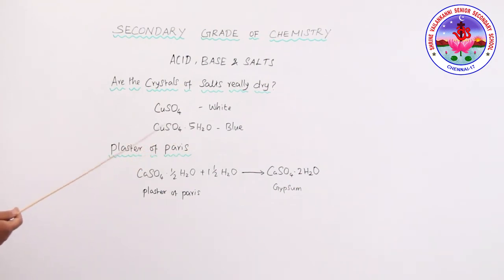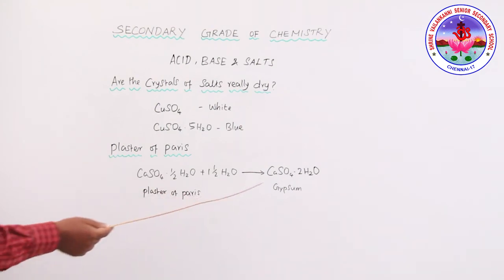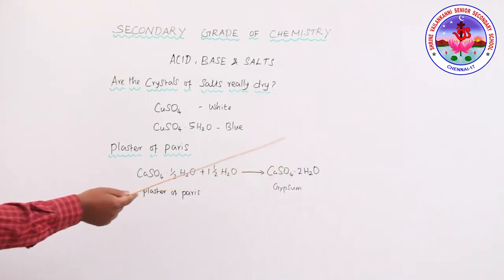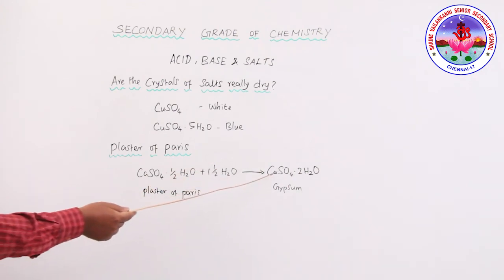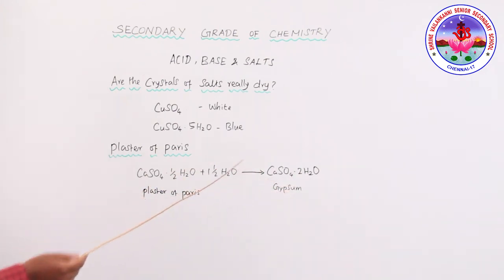The chemical formula for hydrated copper sulfate is CuSO4.5H2O. Now you would be able to answer the question whether the sodium carbonate with 10H2O is wet. One other salt which possesses water of crystallization is gypsum. It has 2 water molecules of crystallization. CaSO4.2H2O is called gypsum.